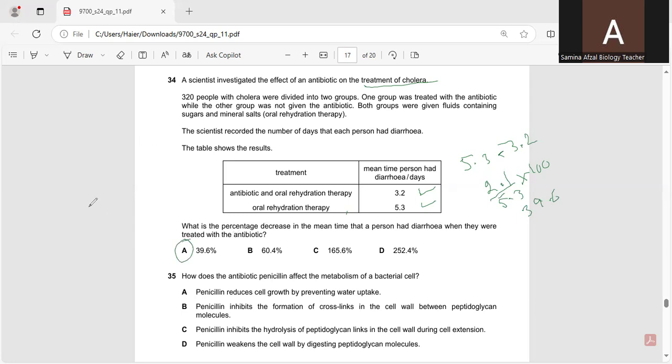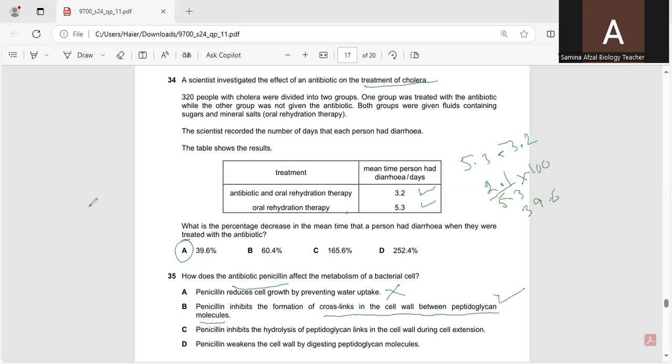Question number 35. How does the antibiotic penicillin affect the metabolism of a bacterial cell? Penicillin reduces the cell growth by preventing water uptake. No, this is not the correct option. This is the antibiotic. Penicillin inhibits the formation of cross links in the wall between peptidoglycan molecules. This is the correct option.